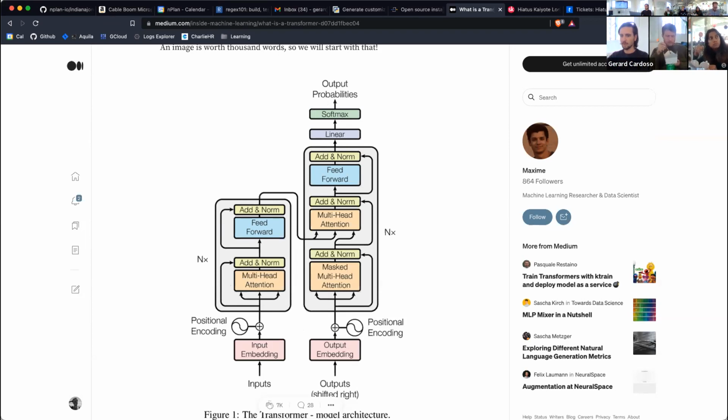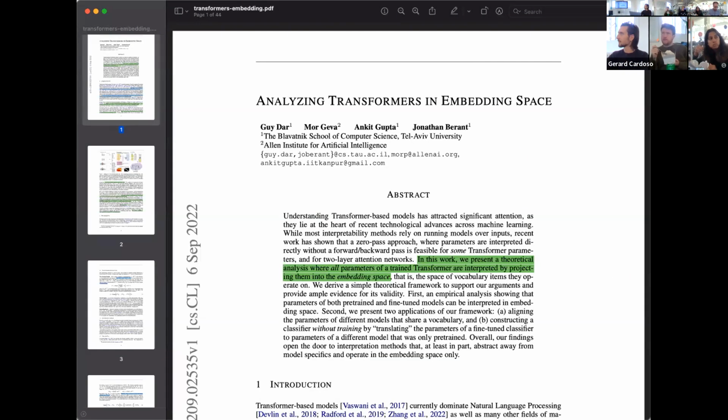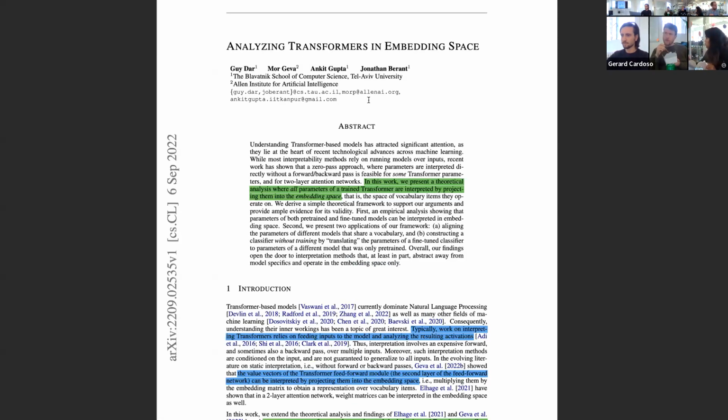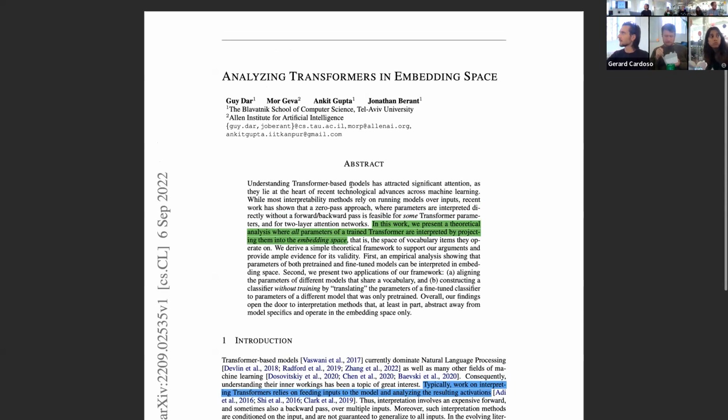So we can go back to the paper. Can everyone see that okay? Yeah.